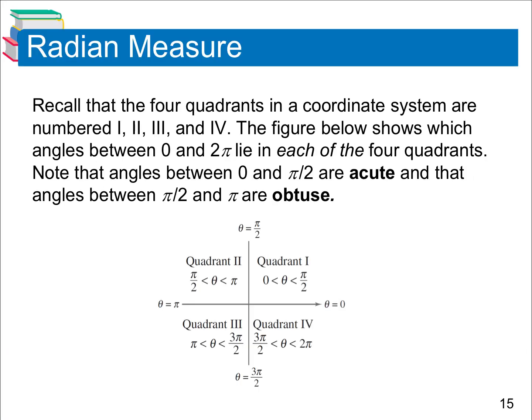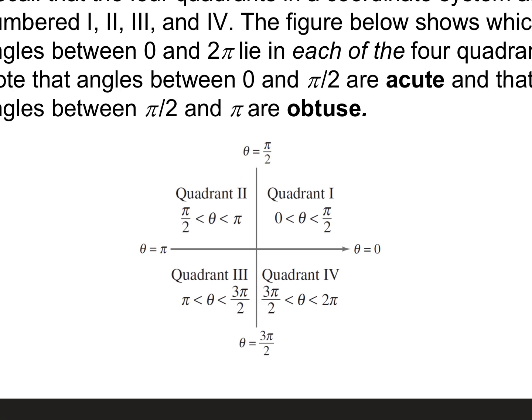So let's talk about our quadrants. Do we remember our quadrants from geometry? Quadrant 1 is right over here. And then we go in the shape of a C, right? You go to the left. This is quadrant 2. This is quadrant 3. And this is quadrant 4. This is going to be really, really important for you guys to know.